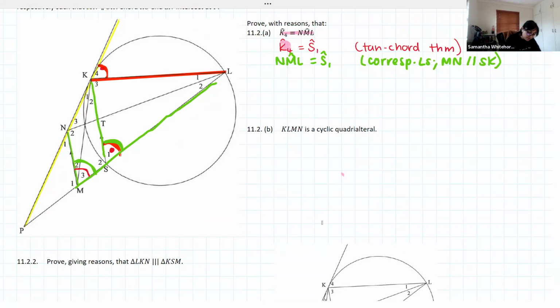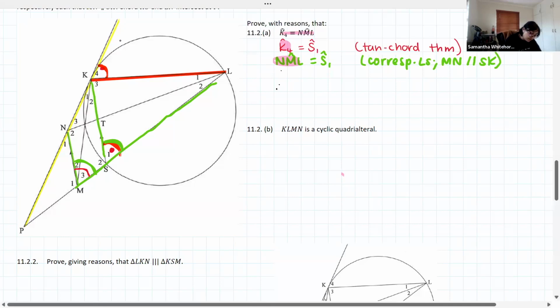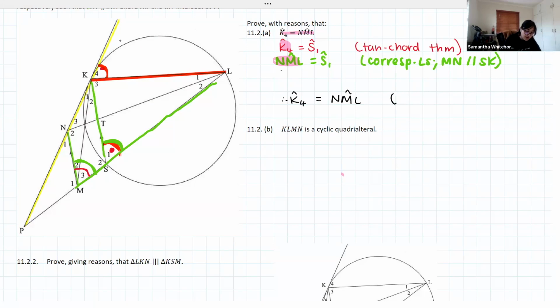We've got K4, we've got NML, and what we see is that both of them are equal to S1. If they both equal S1, then they have to be equal to each other. So therefore, angle K4 is equal to angle NML. And if you want to, you can put as your reason both equal angle S1, because that is why they're there.